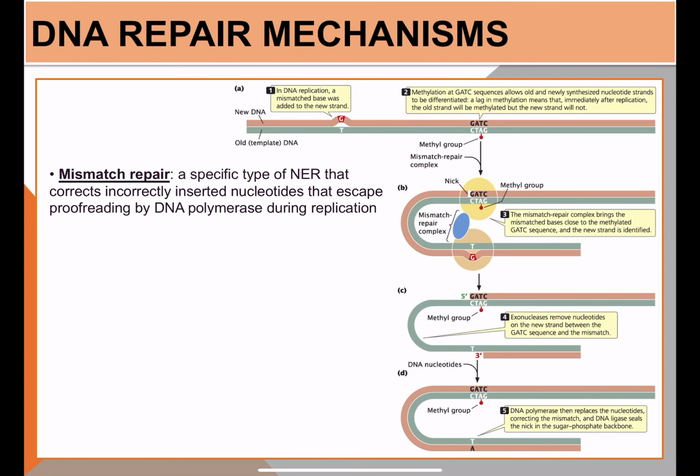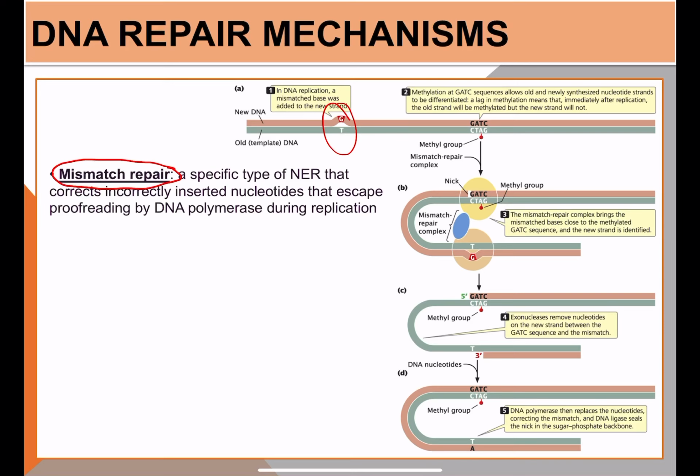A specific type of NER we will discuss is called mismatch repair. This is a specific type of NER repair mechanism that fixes errors in sequence in terms of nucleotides. Here, this T is supposed to be binding with an A, but it binds with a G instead. That's why it's called a mismatch base. And hence, DNA polymerase 3, with that extra proofreading function, didn't correct it, missed it. It escaped that particular normal mechanism of repair.